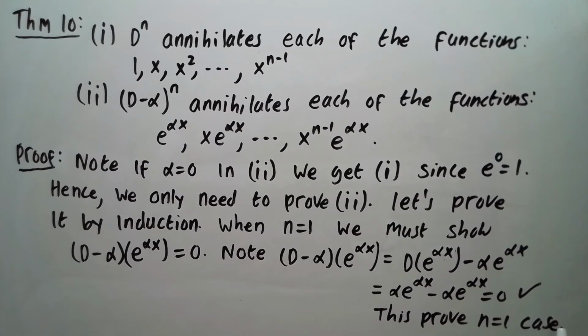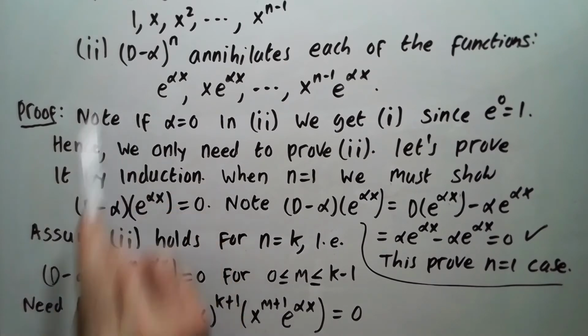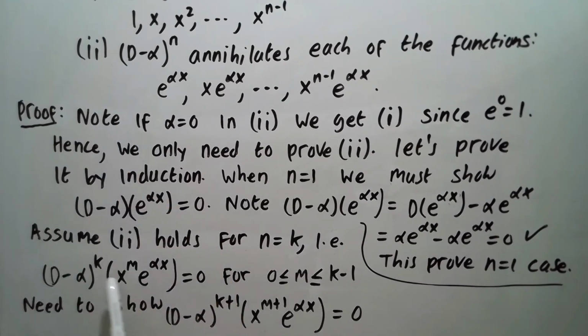Okay, now let's assume it's true for n equals k. So now we've shown the n equals 1 case, and now we're going to do the induction part. So basically we're going to assume that 2 holds for n equals k. So that means that d minus alpha to the k times x to the m e to the alpha x equals 0 for m between 0 and k minus 1. And then we're going to need to show the next one up, which would be the k plus 1.